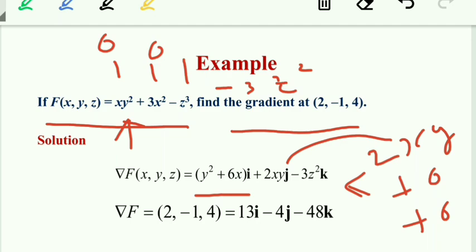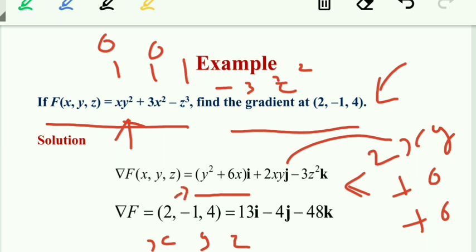But they didn't ask for just the gradient. They asked for the gradient at a particular point, 2 comma minus 1 comma 4. That means I have to substitute x is equal to 2, y is equal to minus 1 and z is equal to 4 in the above equation.